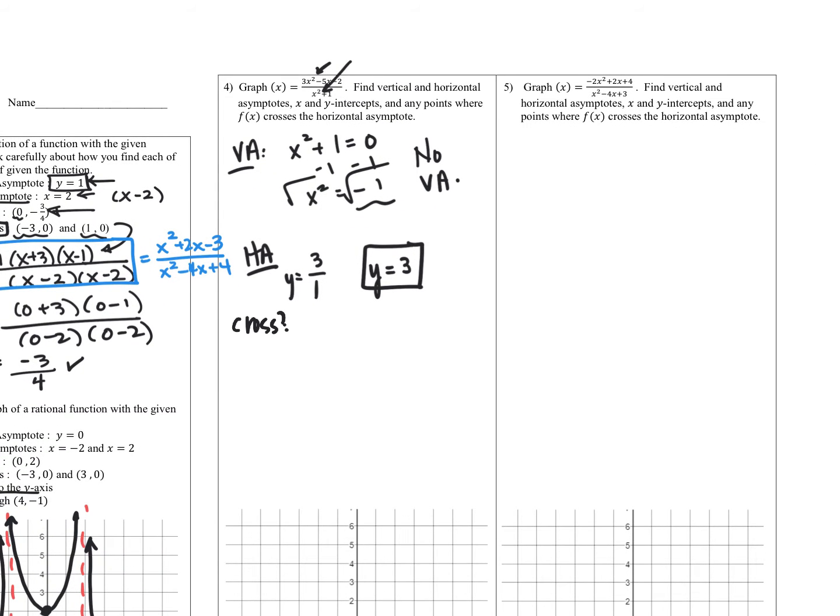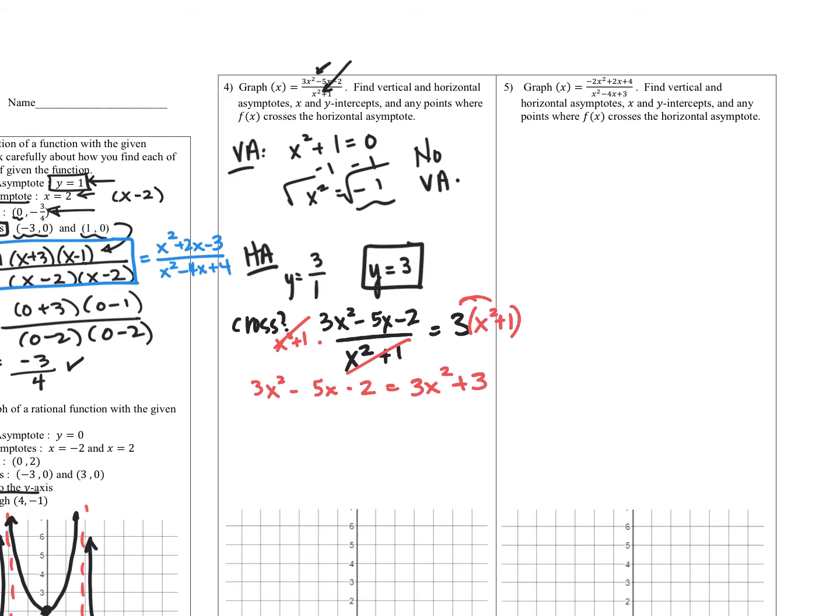So let's set our whole function equal to 3, because that will let us know if we actually do touch the 3. So we're going to clear the fraction first. To clear that fraction, we're going to multiply both sides by x squared plus 1. That cancels those out, but we have to do it on both sides to balance our equation. So we'll have 3x squared minus 5x minus 2 is equal to, distributing, we'll get 3x squared plus 3.